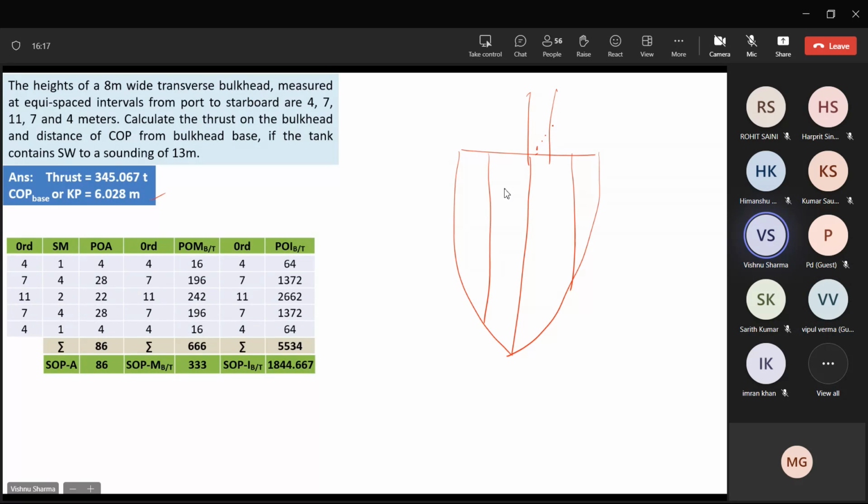Why 4 meters? The deepest point is 11 meters. The depth of the tank is 11 meters. And if sounding is 13 meters, then the head would be only 2 meters, no? Sorry, sir. No issue. So this is 13 now, beta.